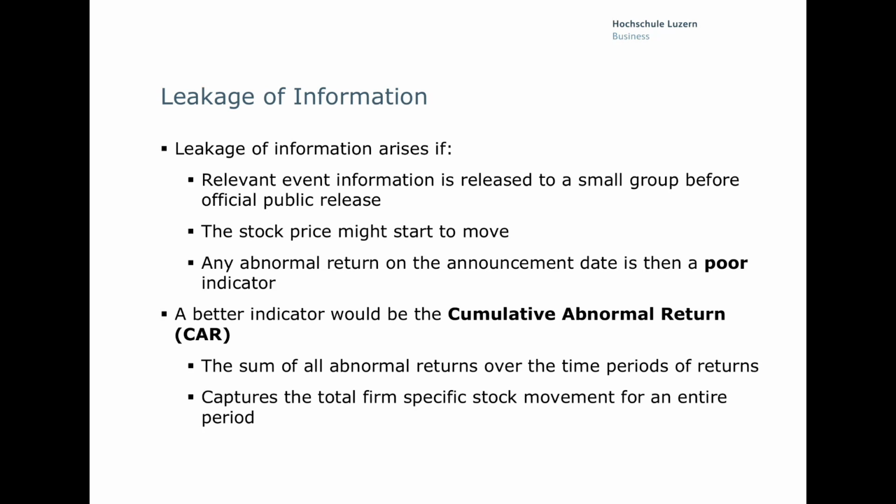A better indicator would be the cumulative abnormal return, which is simply the sum of all abnormal returns over the time period of returns. The cumulative abnormal return captures the total firm-specific stock movement for an entire period when the market might be responding to new information.